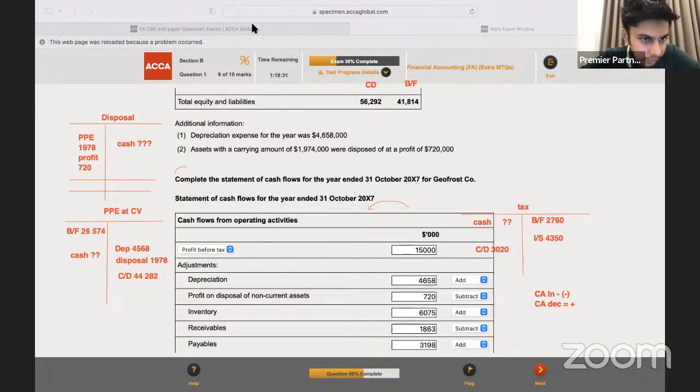Wait, have I made a mistake? Wait. Yes, thank you. Yes, you're correct. Yeah, guys, over here, I had made a small typing error. Here, guys, asset with a carrying amount of 1974. So over here, guys, I have written 1978 actually. Okay, so over here, guys, there has to be a small change.